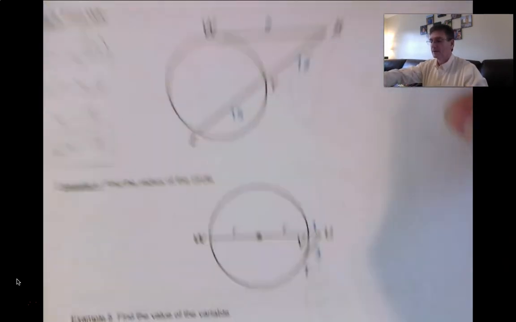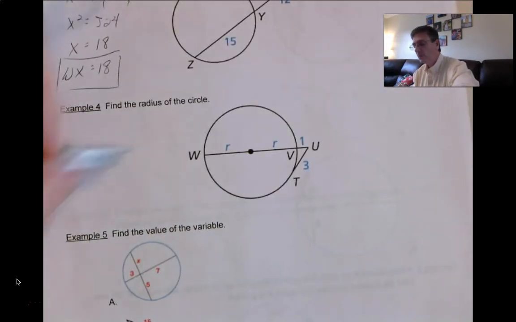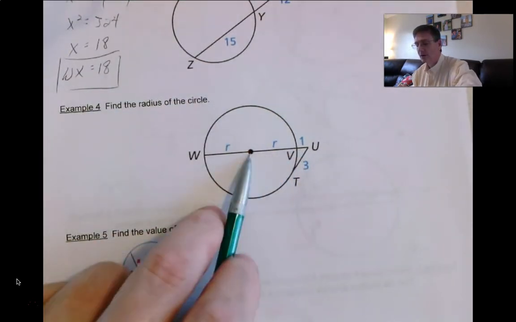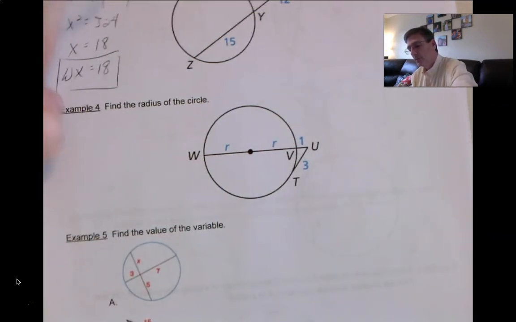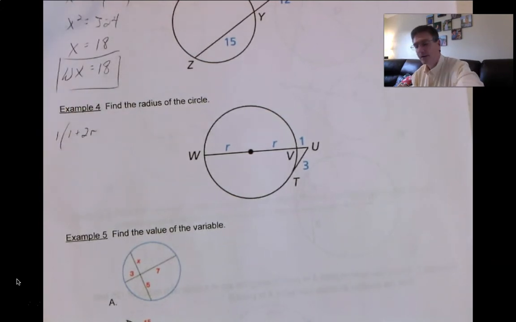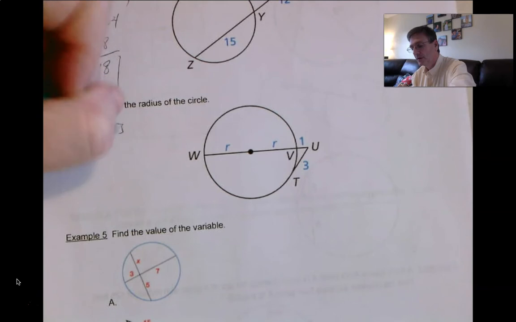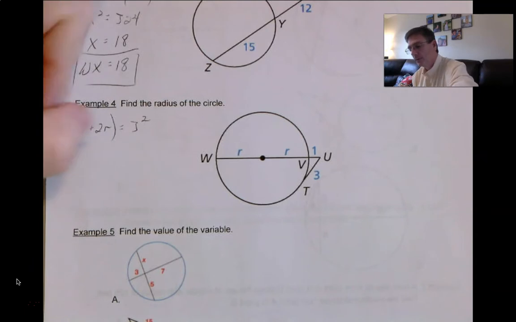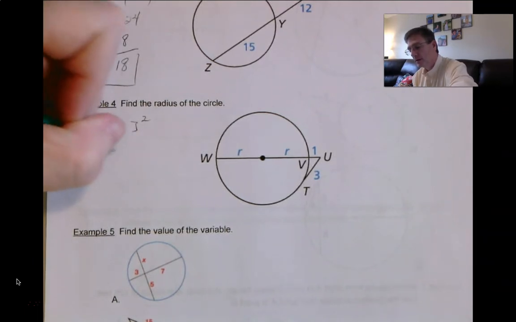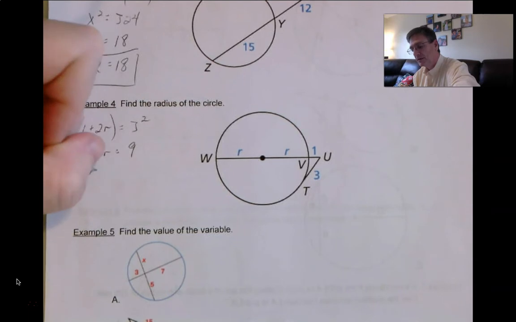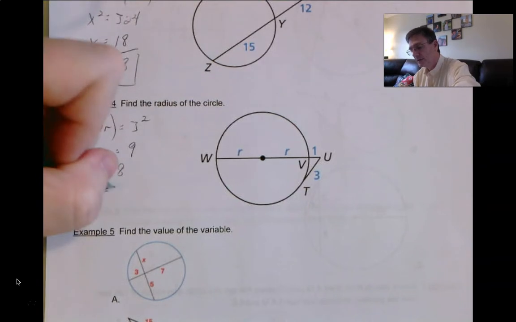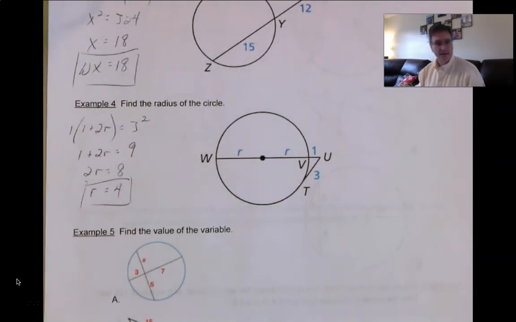Okay. Example 4. 1 times 1 plus r plus r, so 1 times 1 plus 2r equals 3 squared. So 1 plus 2r equals 9. 2r equals 8, so r, which is the radius of the circle, is equal to 4.